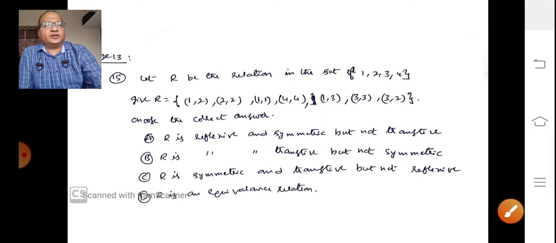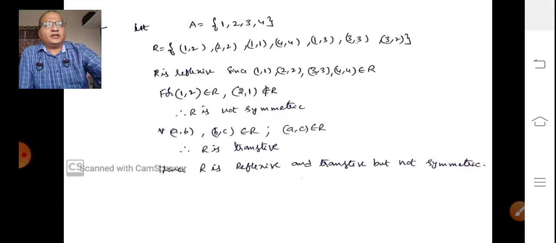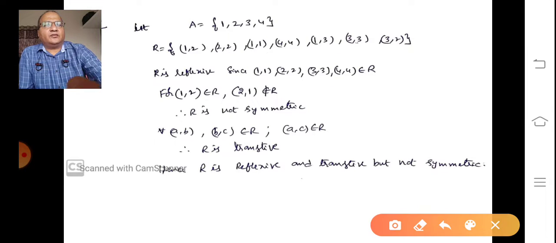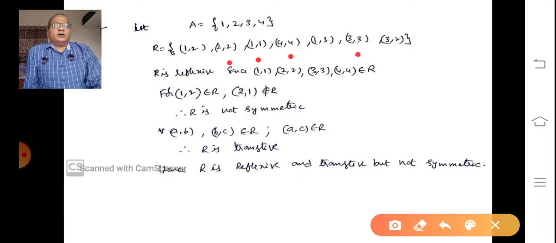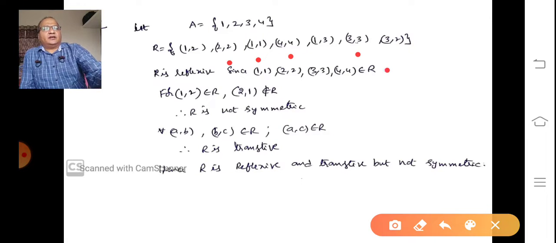So let us see the solution. Just now I explained. In the set, (1,1), (2,2), (3,3), (4,4): every element of A has its image contained in the relation R, hence it is reflexive. For (1,2), (2,1) is not there, therefore it is not symmetric. If you take any two elements of the form (a,b), (b,c), you will get an element of the form (a,c) also in relation R, hence it is transitive.